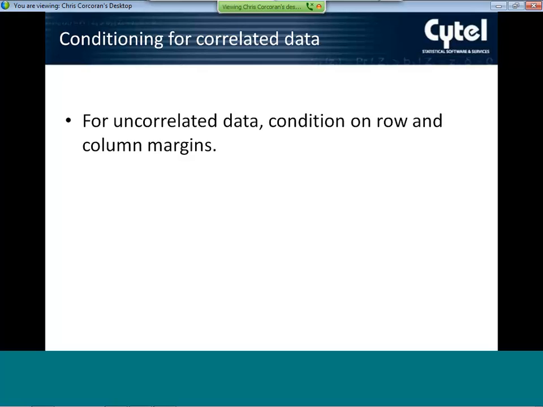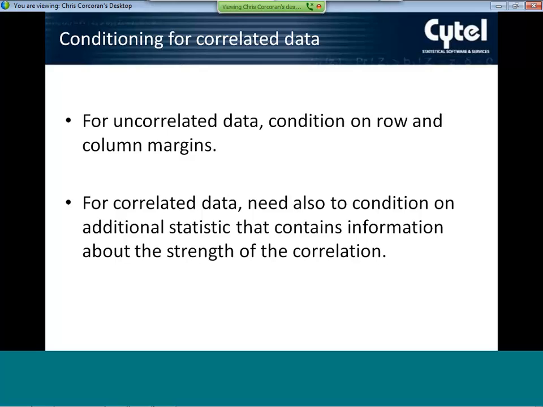Now for correlated data, moving ahead to this new module in StatXact, what is the rationale that we use for exact tests for correlated data? Well, it's a similar rationale. We also condition on margins of tables, but in addition to that, we have to condition on another statistic that contains information about the correlation within these clusters or these sites or individuals in our study who have more than one measure, whatever it may be. Now, how does that work?